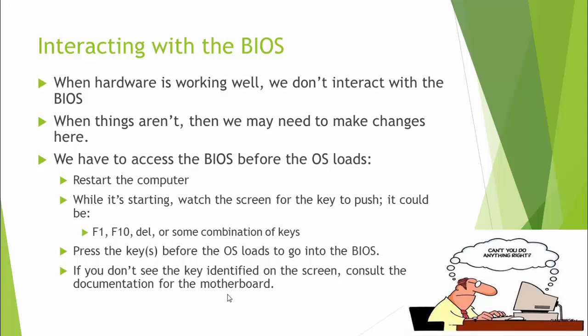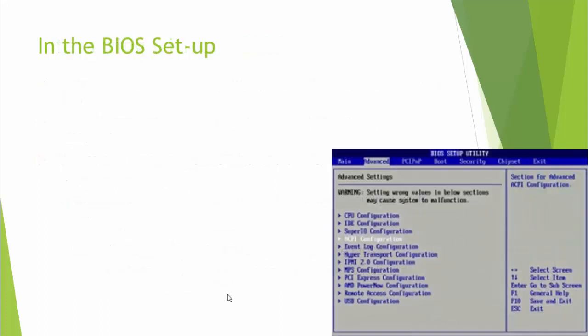You do this by restarting the computer. While it's starting, watch your screen. It'll tell you the key to push, which may be, depending on the version of the BIOS, F1, F10, delete, or even a combination of keys. You press these before the operating system loads, and the BIOS screen should open. Now, if you don't see that key identified on the screen and you can't get lucky and hit the right one, you can always check the documentation for your motherboard to find out which one is correct.